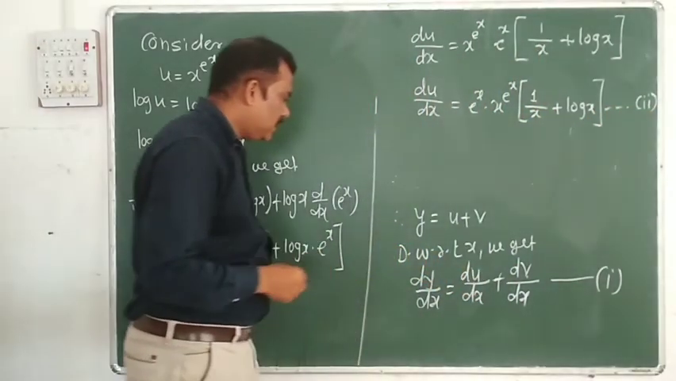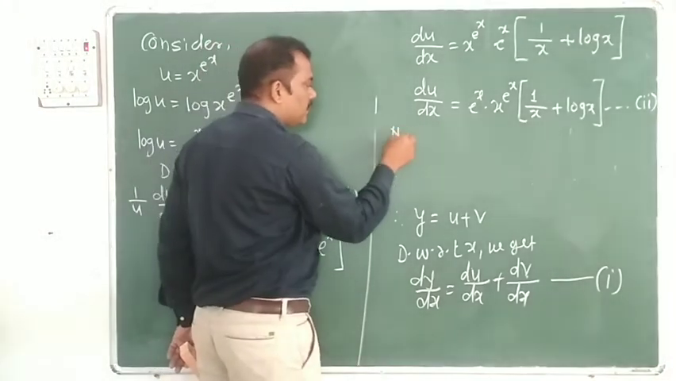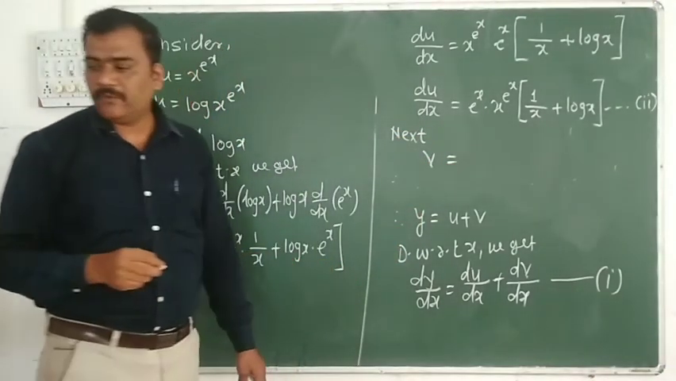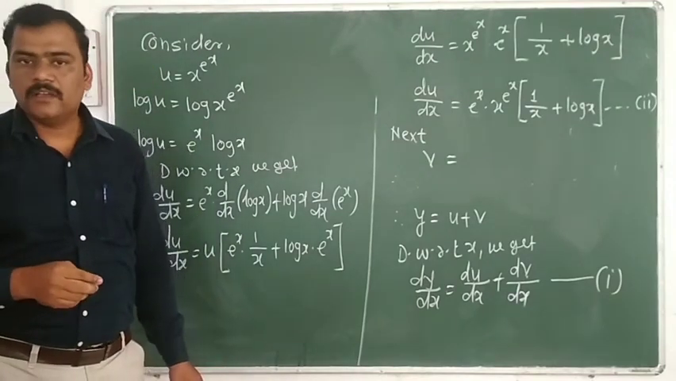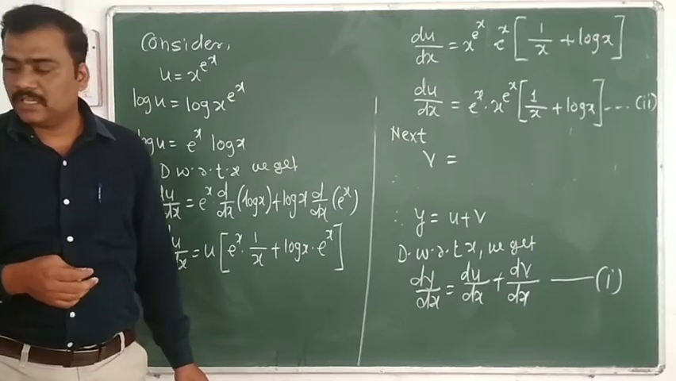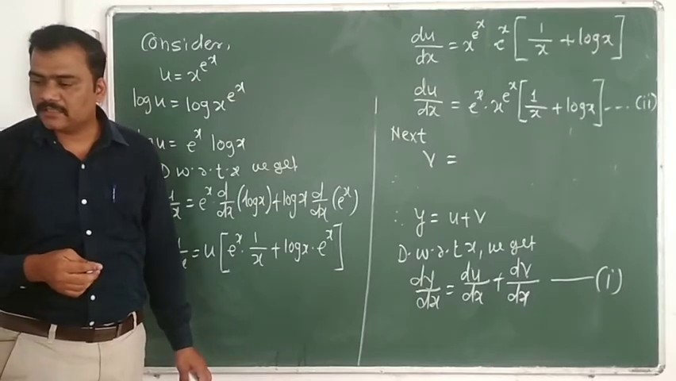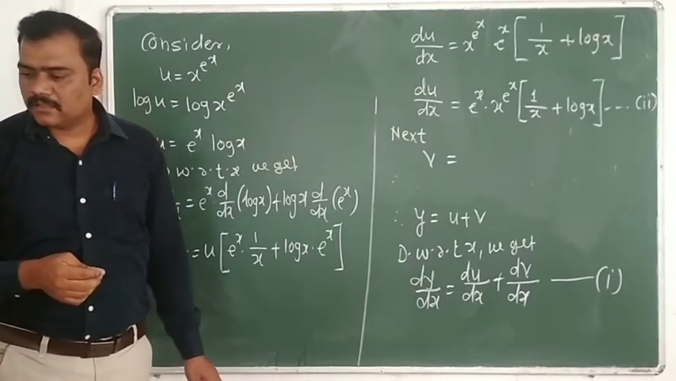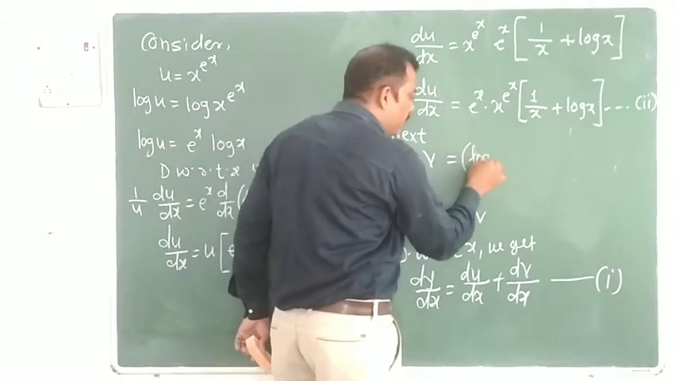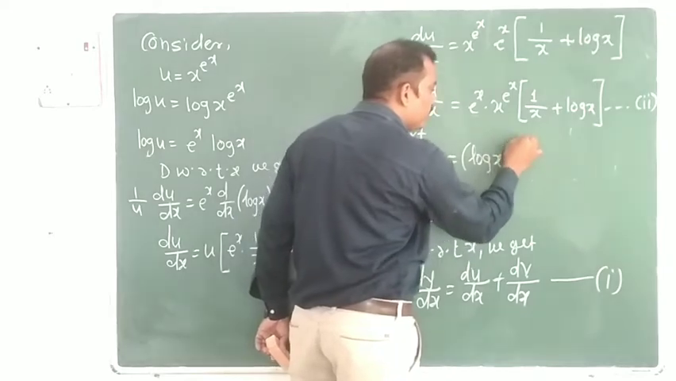Next we consider v. v is equal to, what is the value of v? The value of v is nothing but log x raised to sin x. Correct? Log x raised to sin x, log of x raised to sin x.